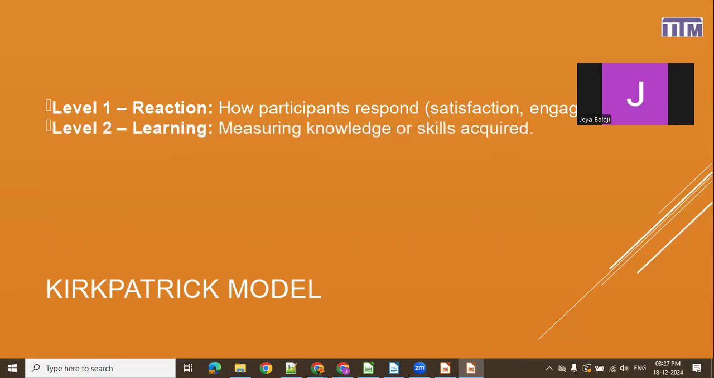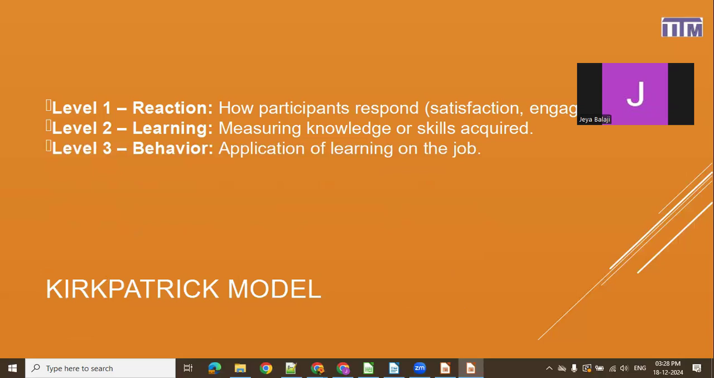At level 2, we ensure that their learning is complete, that they gain the knowledge and the skill sets, and these things are measured. We can conduct some surveys or questionnaires to make sure that they have understood the training they had gone through. This is usually done at the post session.